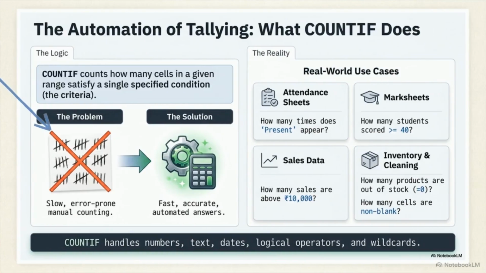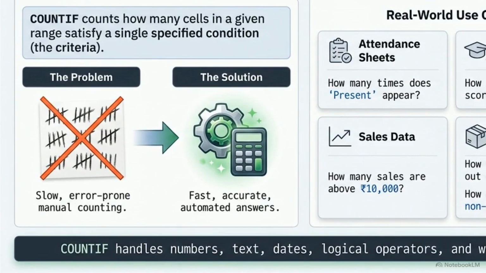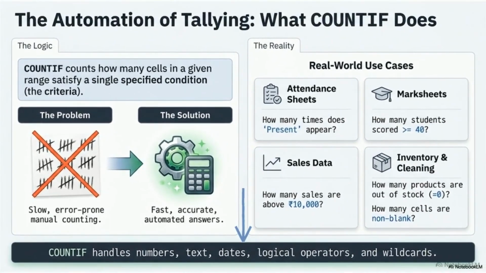Tallying real-world data by hand, whether tracking attendance, sales, or inventory, is incredibly slow and error-prone. The COUNTIF function acts as an automated machine. It instantly processes numbers, text, dates, and logical operators with perfect accuracy.